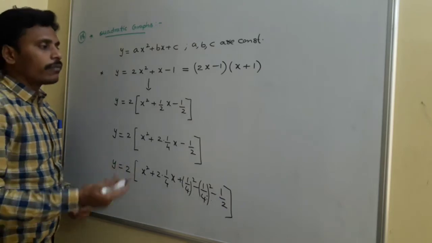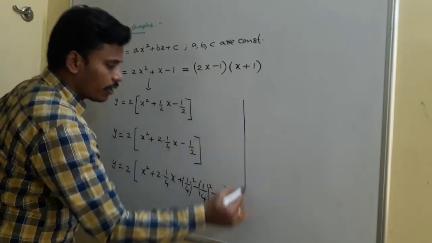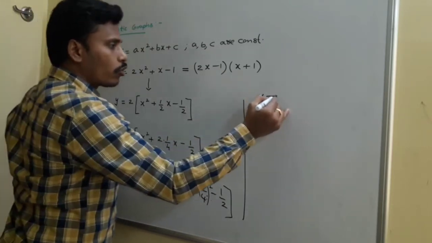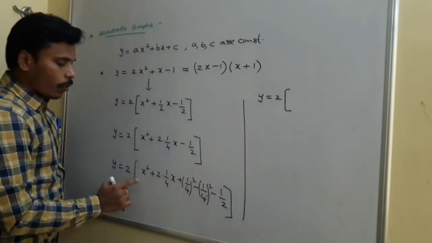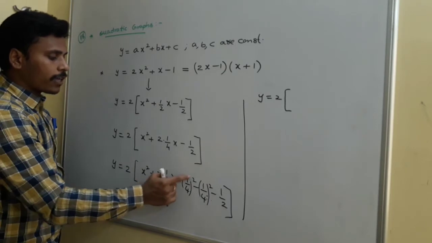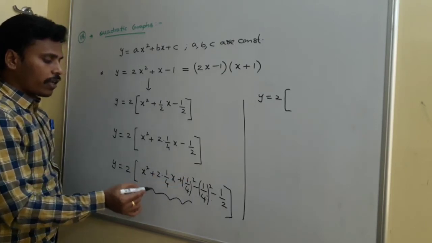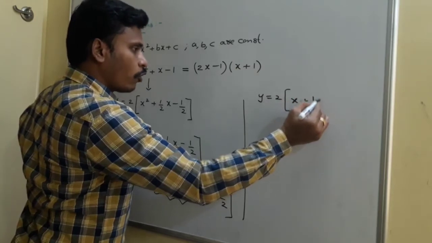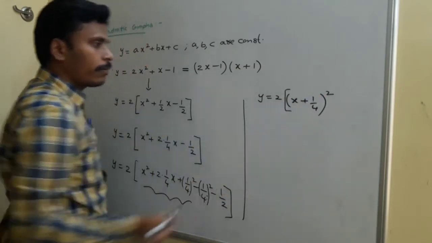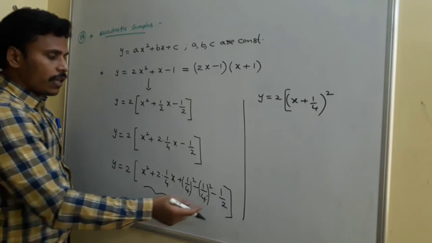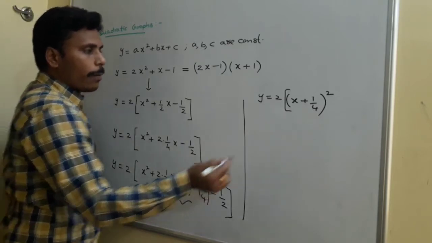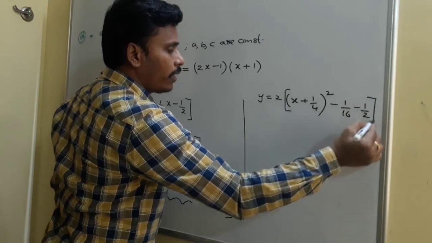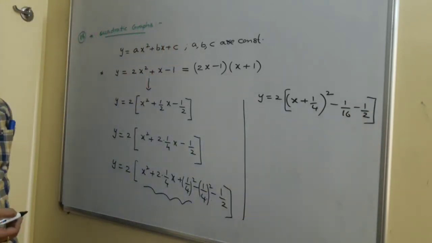See, the similar method we are following here. And now what do we have? Y is equal to 2 times of x square plus 2 into 1 by 4x plus 1 by 4 square. The first three terms are nothing but x plus 1 by 4 whole square. Is it clear? And then look at this: this is minus 1 by 16 minus 1 by 8. You need to simplify.